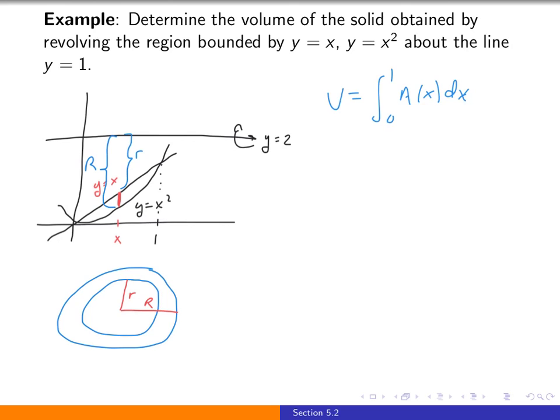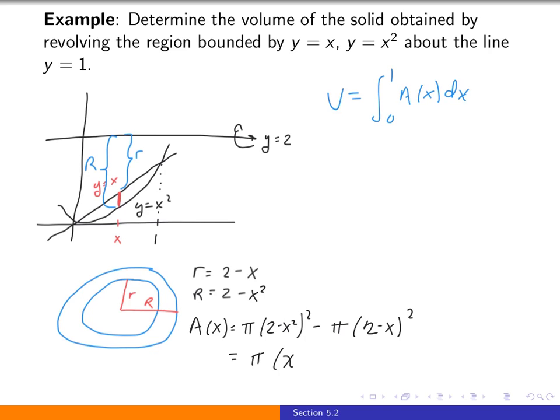So to get little r, we start at the line y equals 2, and we subtract away x. To get to big R, we start at the line y equals 2, and we have to subtract away all the way to this smaller curve, x squared. So that tells us that A of x in this case is the area of the larger circle minus the area of the smaller circle. Which, if you simplify this down, we're going to have a pi times x to the 4th minus 5x squared plus 4x.